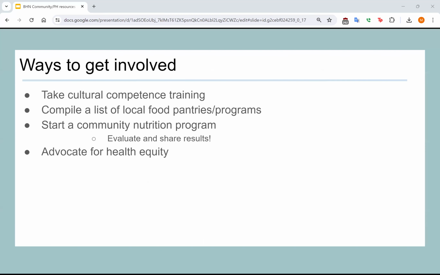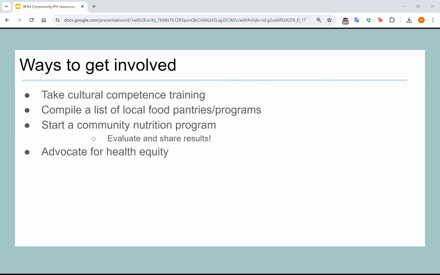Okay, so how can we get involved with improving the health of our communities? One way is to take some cultural competence training, maybe the one that was listed or any that you know of. I personally think even if you just take some time to reflect on your experience, your background, and your patient populations, and think about any gaps that you might have and how you can better serve them, that's great too. So I really like the training that was listed, but anything is better than nothing.